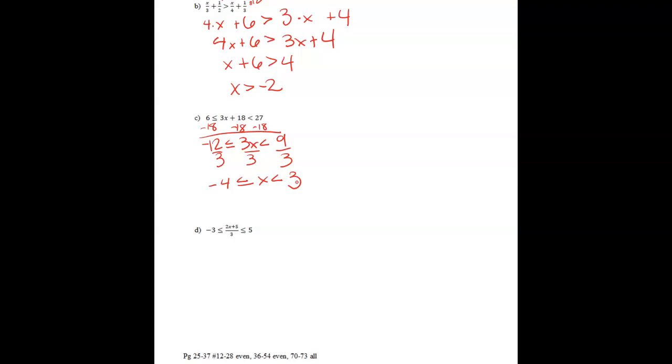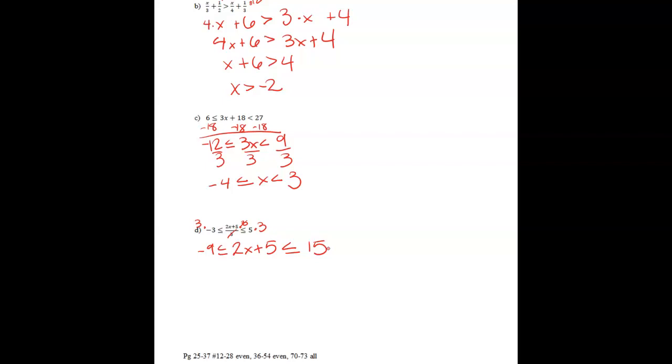Alright, similar thing going on in D. I've got to have my 3 in my denominator go away because most of us don't like fractions. So since I've got to multiply to get rid of that denominator, I've got to multiply everything by 3 on all three sides. So I'm going to get negative 9 is less than or equal to, that 3 cancels out with that 3, leaving just the numerator, which in this case is 2x plus 5, is less than or equal to 15 now.